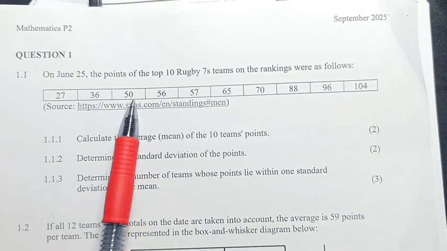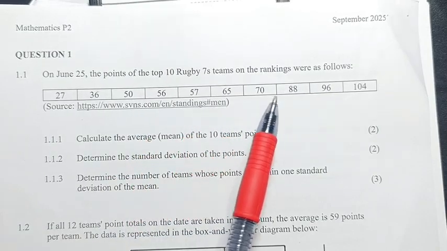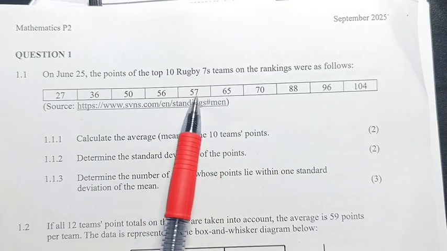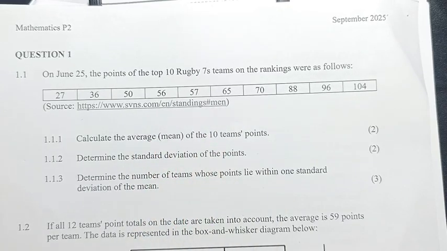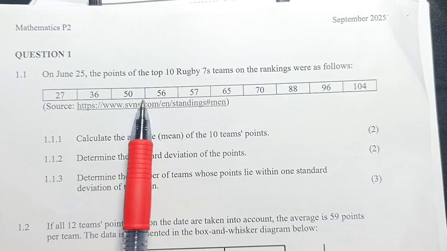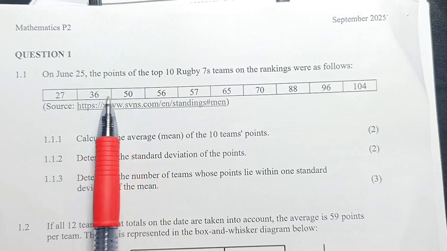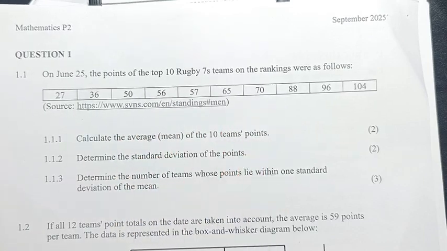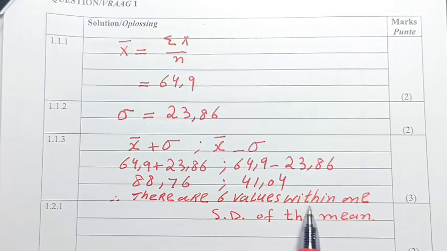Now we look. That's 50, 56, 57, 65, 70, and 88. 1, 2, 3, 4, 5, 6 values. Remember, if the data is not arranged, you have to rearrange it in ascending order, small to big, but this is already arranged. So 1, 2, 3, 4, 5, 6. The 6 values, 6 teams whose points lie within one standard deviation of the mean. Therefore, there are 6 values within one standard deviation of the mean.